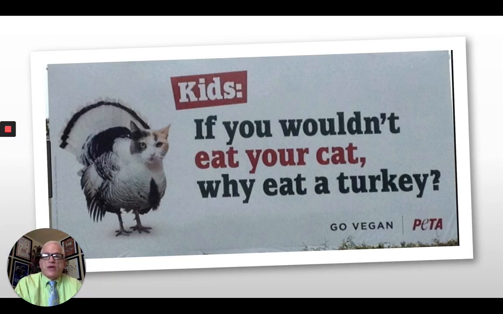If you wouldn't eat your cat, why eat a turkey? This is from a PETA ad. What do you think this is? Yeah, false analogy. Turkeys are domesticated poultry, or poultry that's been raised for food. Cats are not typically food. When we do this, we're using some emotional appeals to make that analogy seem more cogent.